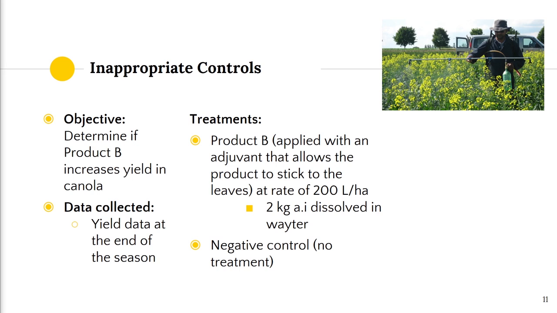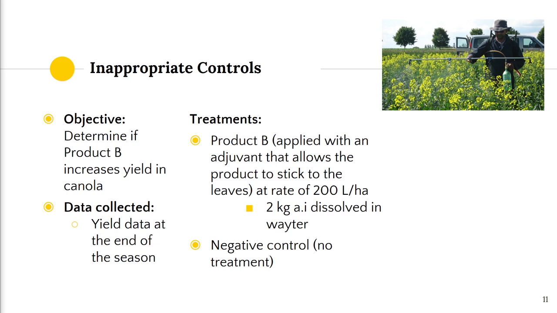You're applying about 200 liters of water per hectare. And you're also applying product B with what we call an adjuvant. An adjuvant is a very common additive. You add it to mixes in a spray tank to help the product stick better to the leaves. Very commonly used, especially if water pH is unfavorable. Often you'll also adjust pH and you'll add an adjuvant. So you would think this is a simple experiment. You have your two treatments. You're going to spray product B on a bunch of plots, not spray anything on a bunch of other plots, and then look at yield.